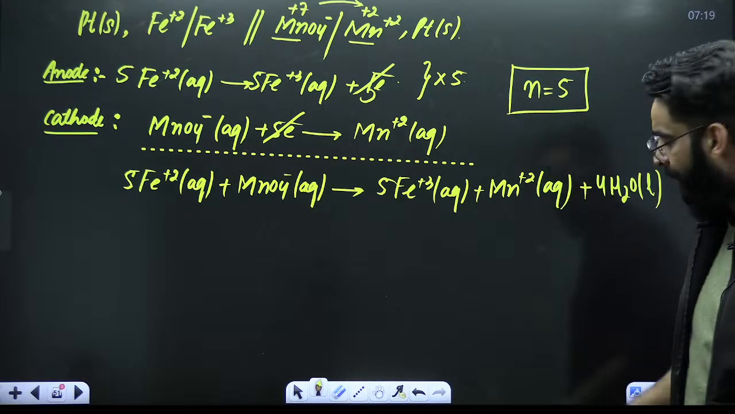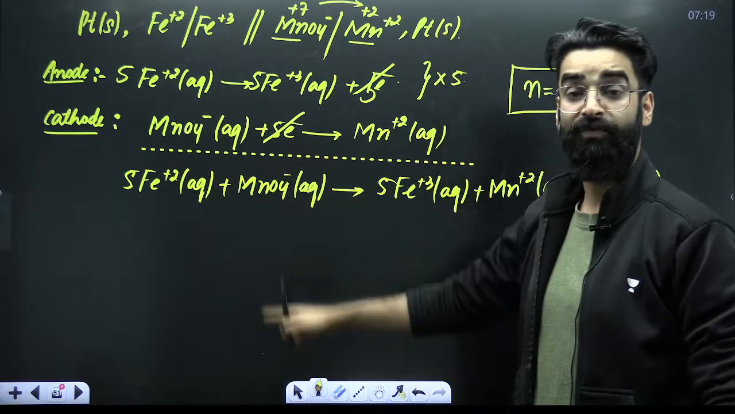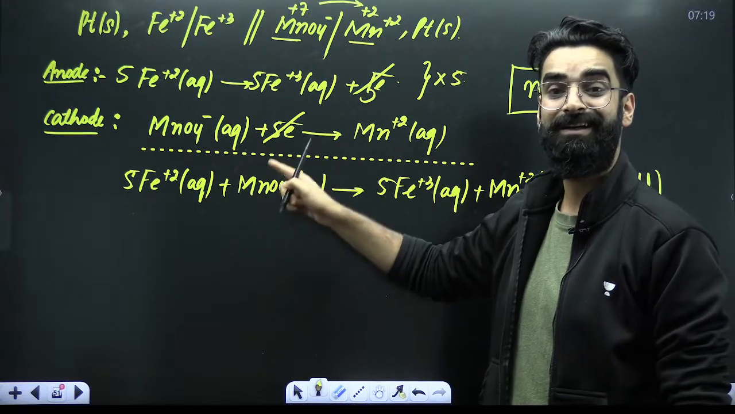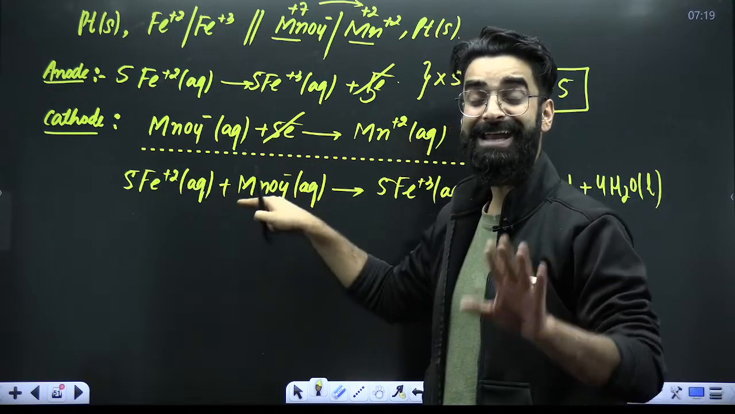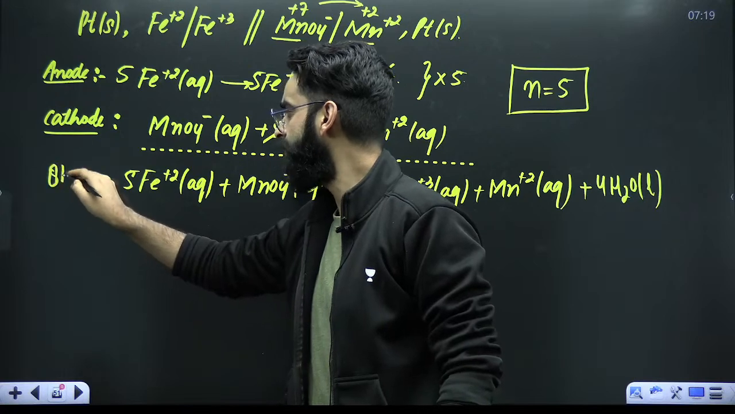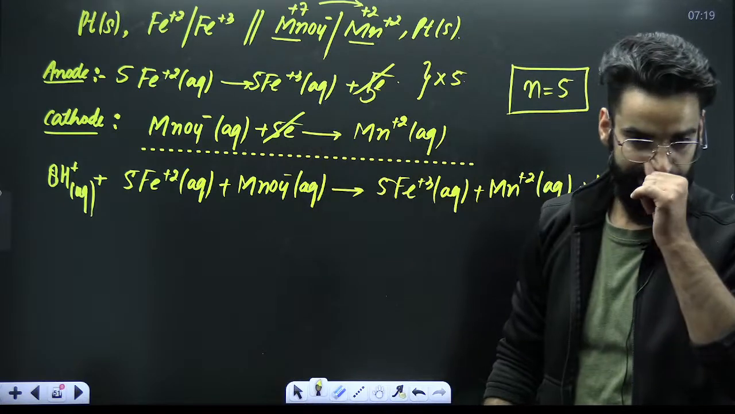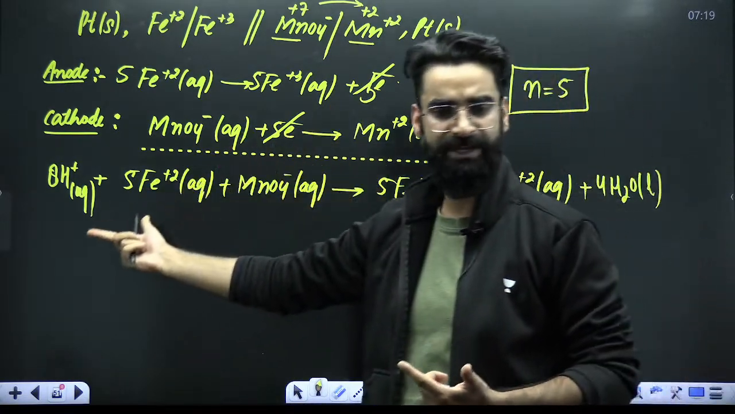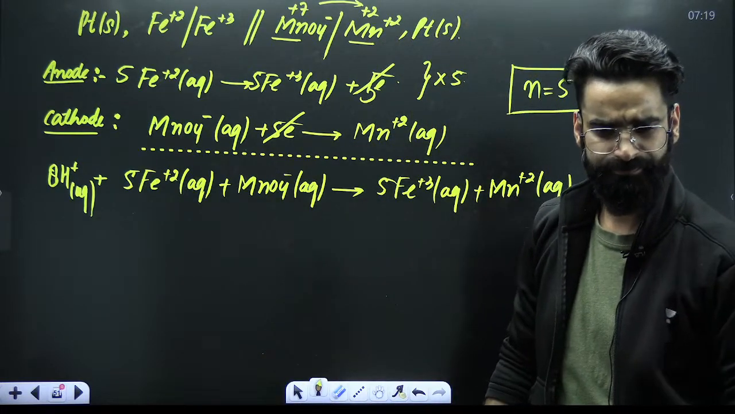Now tell me one thing. How many hydrogens on this side? 8. How many hydrogens on this side? No. So which side is hydrogen deficient? LHS side. Hydrogen deficiency is eradicated through H positives. So on this side, we have got 8 hydrogen deficiency. The number of hydrogen deficiency is equal to the number of H positives added on that side, which is hydrogen deficient. So basically, oxygen is balanced with the help of water and hydrogen is balanced with the help of H positives. Something which I've taught you in redox reactions as well, right? Yes?